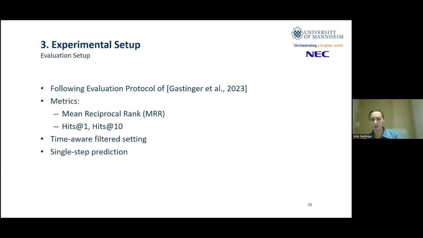So now I want to talk about the experimental setup. We follow an evaluation protocol that we have defined in the previous work, and we use the MRR and the hits at 1 and hits at 10. We do a time-aware filter setting, and we do single-step prediction. So we predict one step into the future, and then feed the ground truth and predict another step.